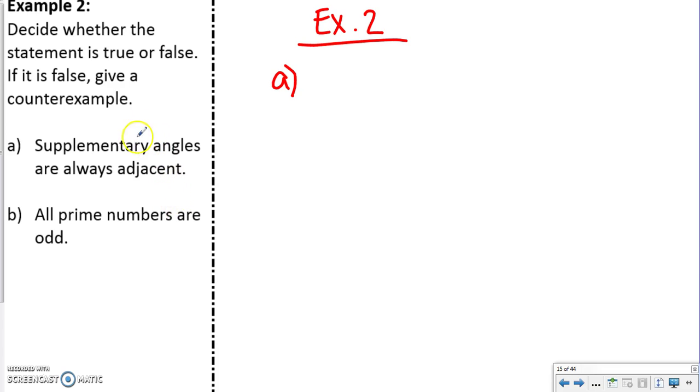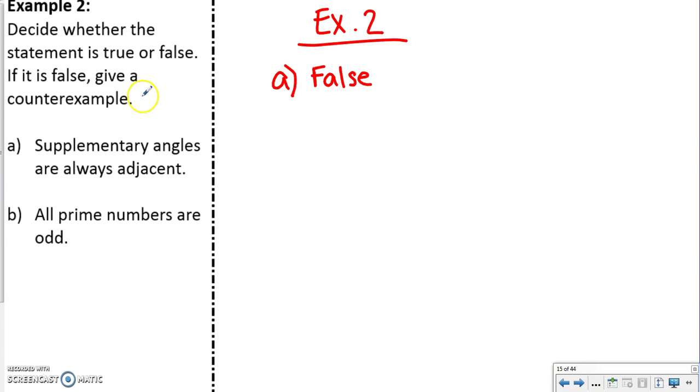Okay, so you've got to remember back, chapter 1, supplementary angles: 2 angles that add up to 180 degrees. And this statement is saying that those always have to be adjacent, meaning adjacent angles. So remember, adjacent angles had to share a vertex, share a side, and couldn't overlap each other. So do all supplementary angle pairs have to be adjacent, true or false? I'm hoping that you're thinking false, because it is false.